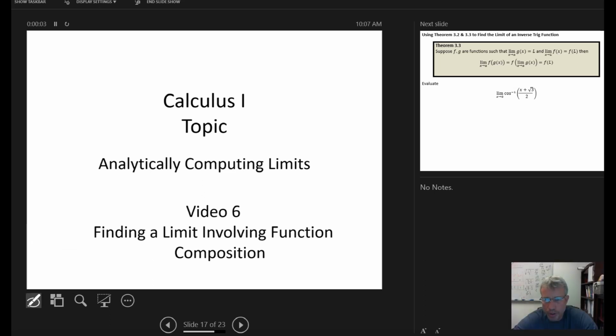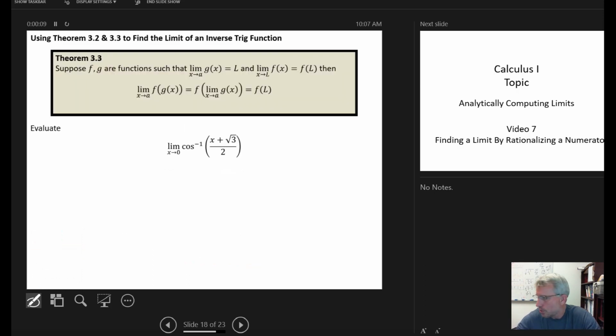So in this video, we're going to find a limit that involves function composition. Function composition, remember, means that you're taking two functions and plugging one function into the other function as an input.